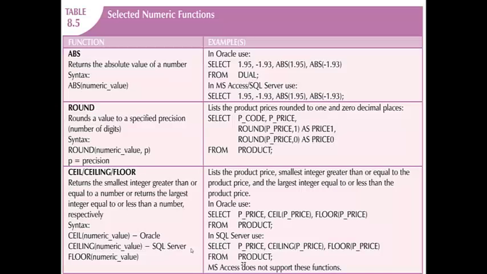Well, here's a couple examples. You can get the absolute value. You can do rounding to some level of precision. So we say select round the price to one digit as price one, and round the price to zero decimals as another price. Ceiling and floor, you might want to use something like this. I think these things are pretty rare. Here they say Access doesn't even support these functions.